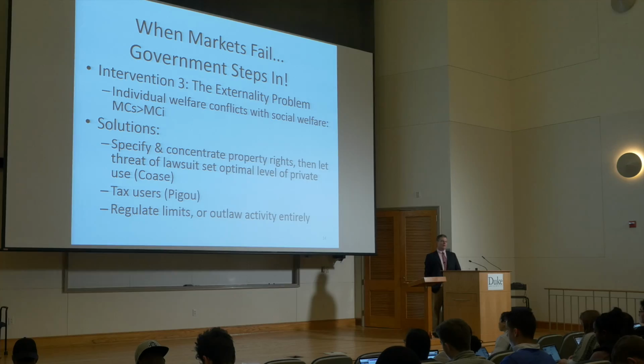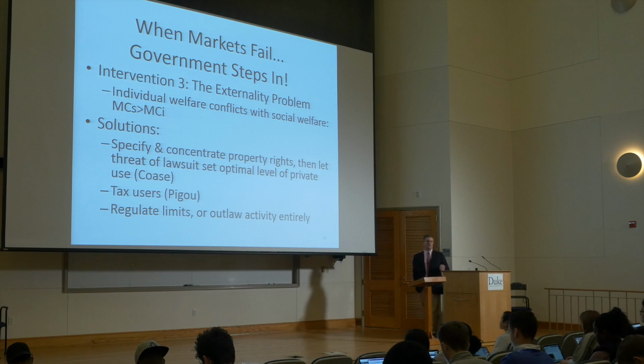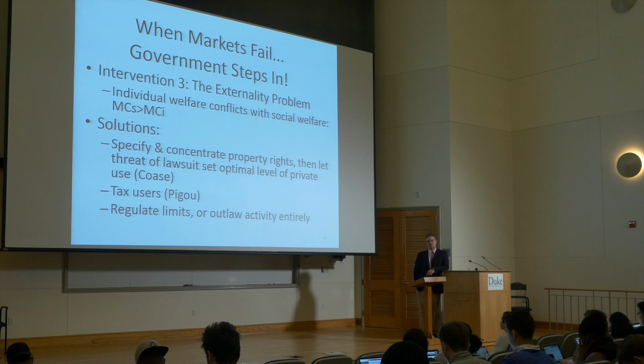The problem is that marginal social cost and marginal private cost differ when there's externalities. So we might be able to specify or concentrate property rights and use agreements, or we can impose taxes. Third thing we might do is what the Environmental Protection Agency does and just regulate the amount that can be produced.